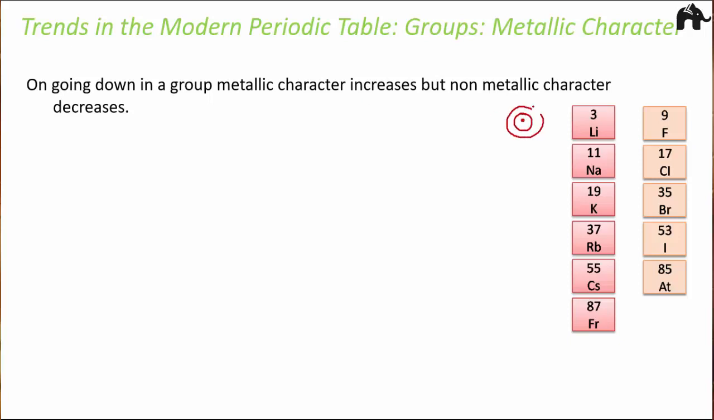Right? Because as we go down, what is happening? Here in lithium, if the valence electron was here, in sodium the valence electron is here. In potassium, the valence electron is here. So as we go down, the valence electron is going far away from the nucleus. That means it is not very tightly held by the nucleus. As a result, the chances of losing the valence electron are high. So as we go down, the tendency to lose electrons increases. That means the metallic character increases. Therefore, as we go down, metallic character increases and obviously the non-metallic character decreases.